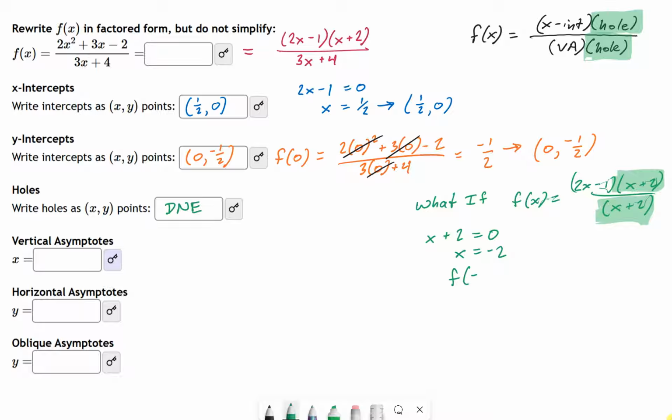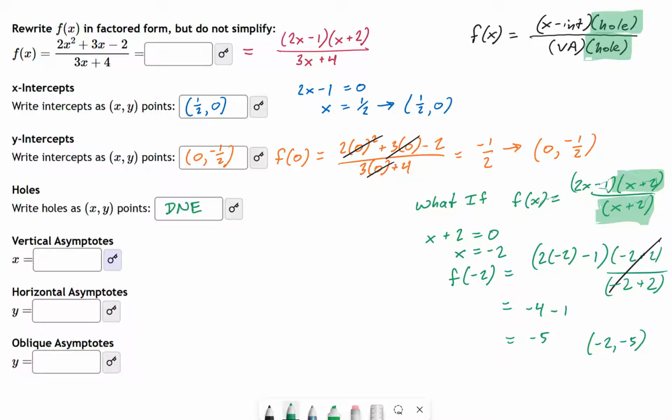And then you plug that back in, and you say f of negative 2, which would be 2 times negative 2 minus 1. That's the first factor. And see this second factor of negative 2 plus 2? That just crosses out. This is why holes are called removable discontinuities. So what would you get as your result? You would get negative 4 minus 1, which is negative 5. So the hole would be located at (negative 2, negative 5). That's how you find the location of it. You just evaluate the x, and then you plug it right back in.